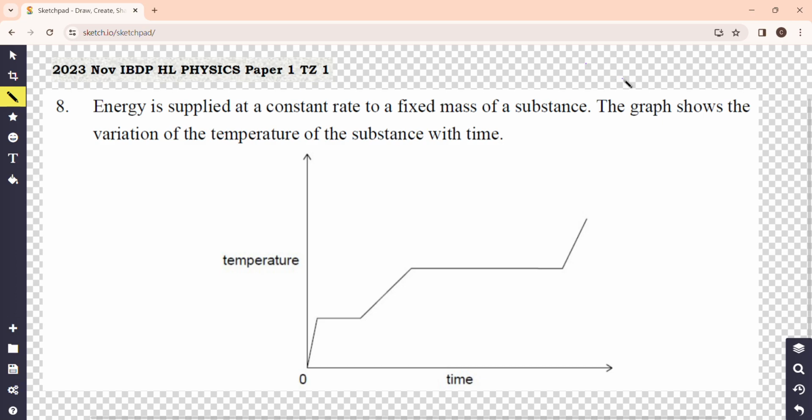Question number 8. This question is about heating curves. So look at the diagram. First of all, remember the horizontal line is change of state, and they're related to the specific latent heat. The longer the horizontal line, the larger the specific latent heat. So this latent heat, LV, is larger than LF.